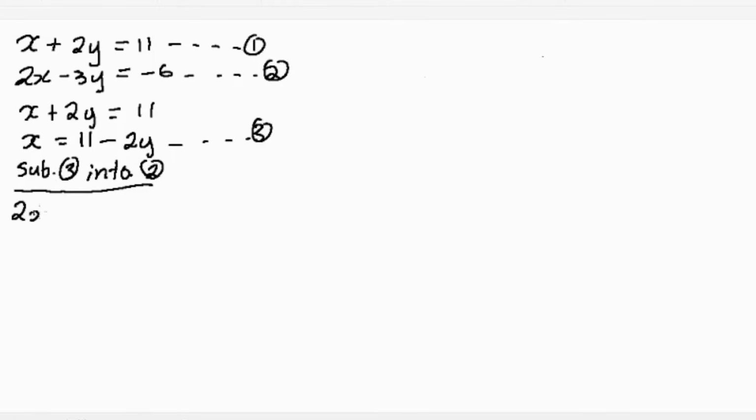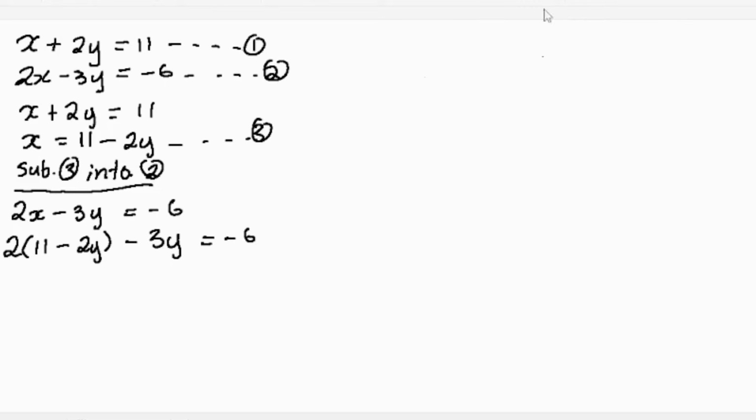So we are going to write equation number 2 as it is. So we have 2x minus 3y equals negative 6. So equation number 3, guys, simply states that wherever you see x, you need to substitute with 11 minus 2y. So in this case, we have 2x. So in the place of x, we are going to substitute 11 minus 2y. Then we have minus 3y equals negative 6.